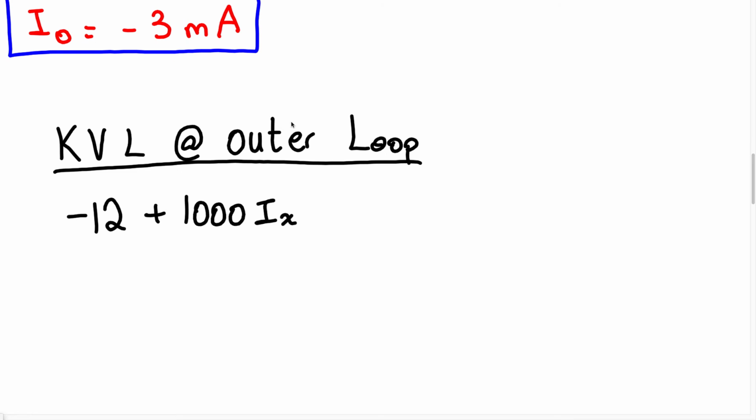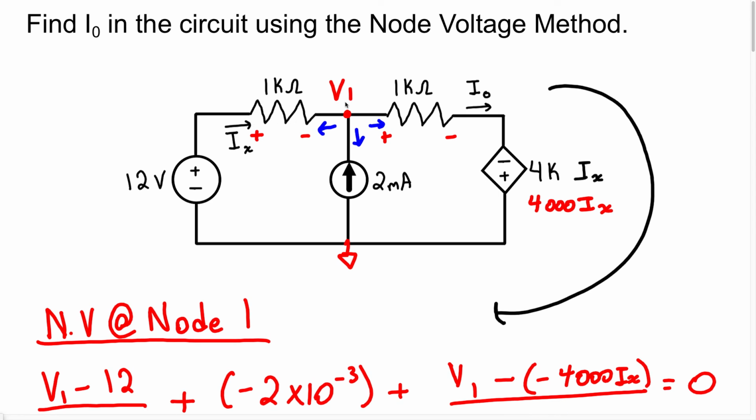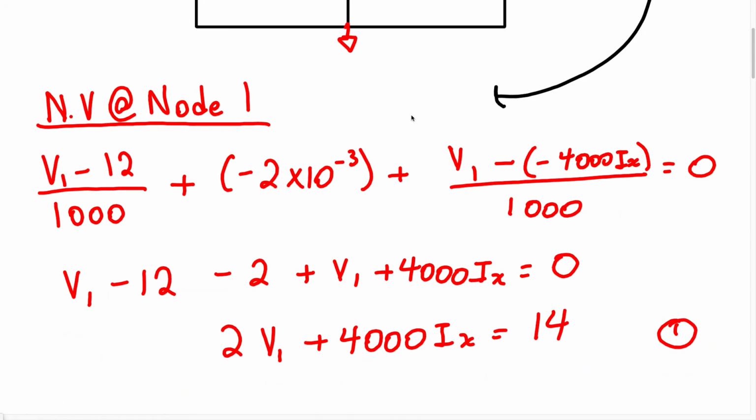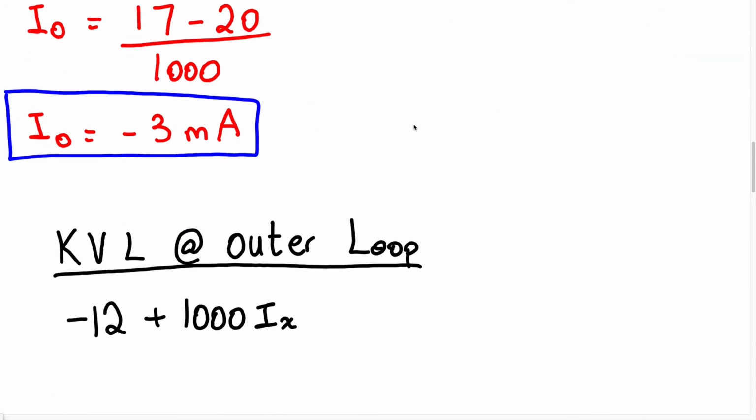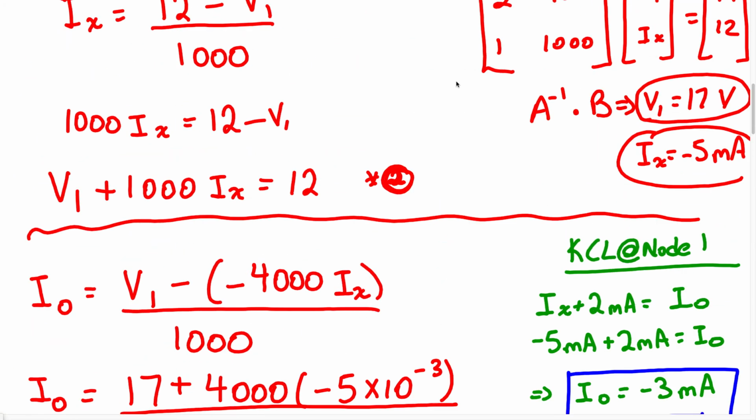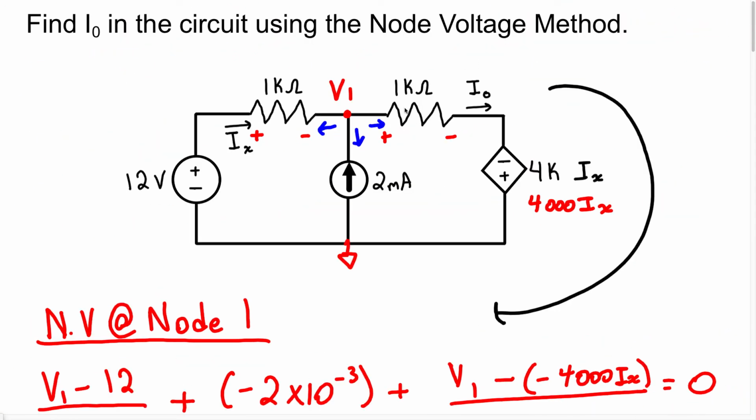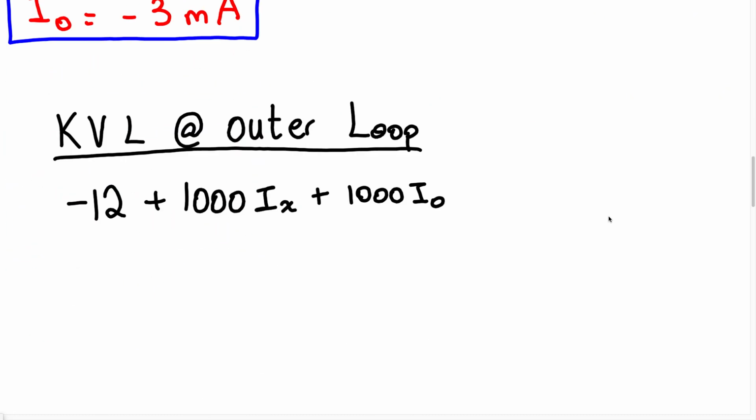Ix. Now when we look at this, we're going to continue in this direction, right? And we're going to enter the positive terminal once again. So the voltage across this resistor is going to be IO times 1000, which we can write as 1000 times IO, right? So we're just writing it in terms of Ohm's law. And our final voltage is going to be, as we continue to walk around, we're going to enter the negative terminal of this current dependent voltage source, and that's going to be negative 4000 Ix. And all of that equals 0.